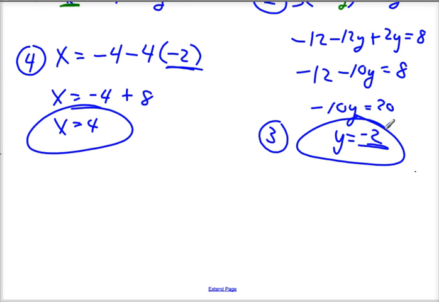Good times. That's solving systems by substitution. There are some word problems, but we'll deal with those in person.